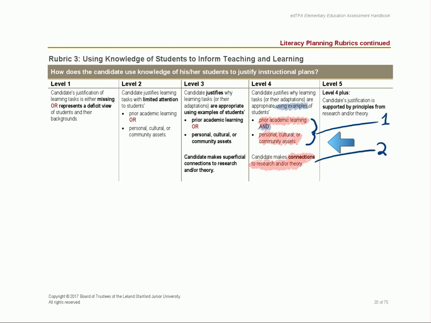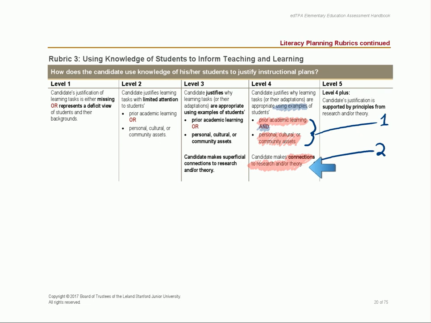you want to see that the candidate justifies why the learning task or their adaptations are appropriate using examples of students. Okay, so we've got the prior academic learning, and then we've got the word "and" their personal, cultural, or community assets. So you just want to make sure that you do both of these things, and you'll find yourself getting a 4. And then the difference between the last statement, candidate makes superficial connections. The last one is candidate makes connections to research and or theory.